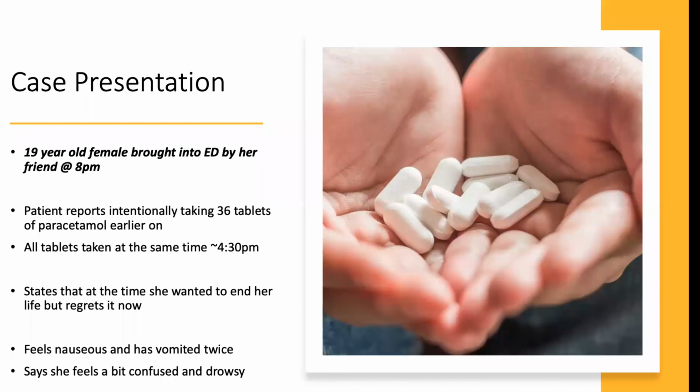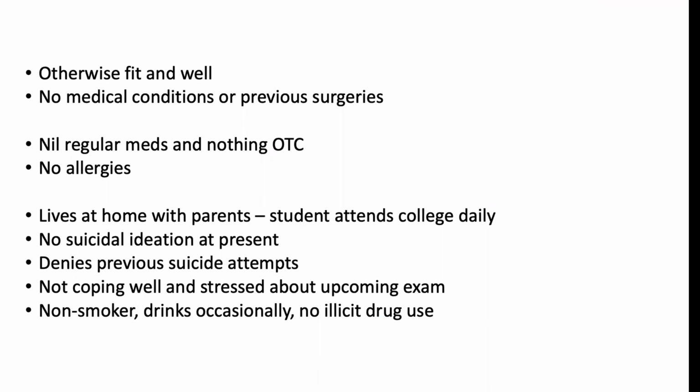She's been feeling nauseous and she's vomited twice. She said that she feels a bit confused and a little bit drowsy. She's otherwise fit and well, no medical conditions or previous surgeries. She takes no regular medications and nothing over the counter. She's got no allergies. She lives at home with her parents. She's a student and attends college daily.